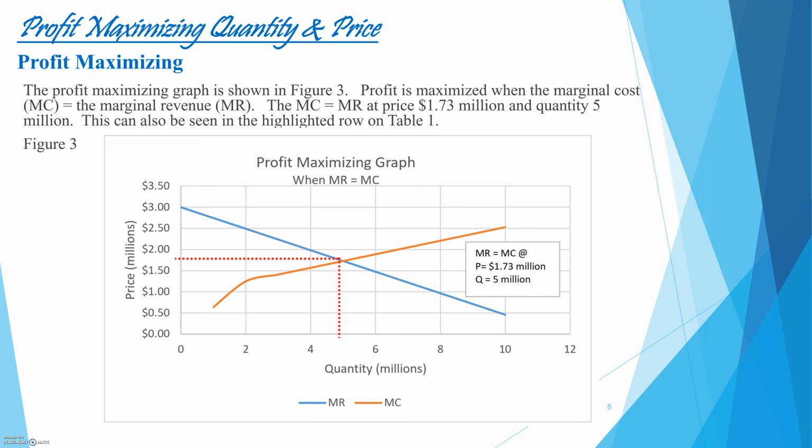And remembering the table we referred to earlier, table 1, that horizontal row that was highlighted in yellow shows where the marginal cost is equal to the marginal revenue and those other data points that are happening at a 5 million quantity and a 1.73 million profit maximization price.